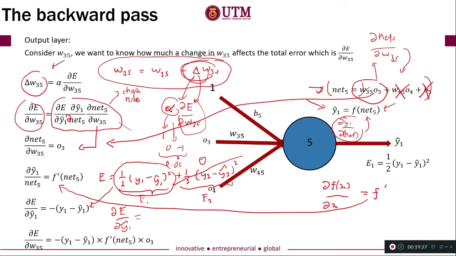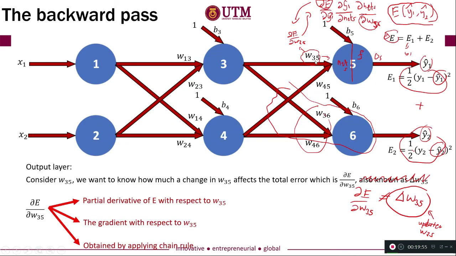So again, our objective is to find del E over del W35, and it can be expressed as this one. So that is what happens at W35. Then you need to repeat the same process to find the other parameters involved at this output layer, including W45.